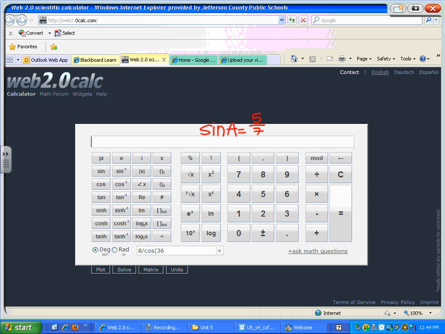If I wanted to find the sine of A as 5/7, in order for me to type this into my calculator to find angle A, I would have to do the sine inverse of 5/7. So let's go ahead and see how we can do this.